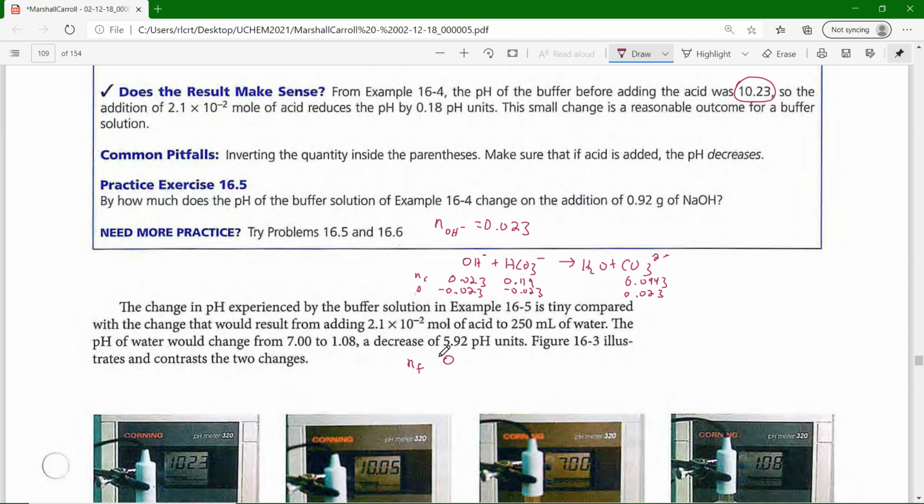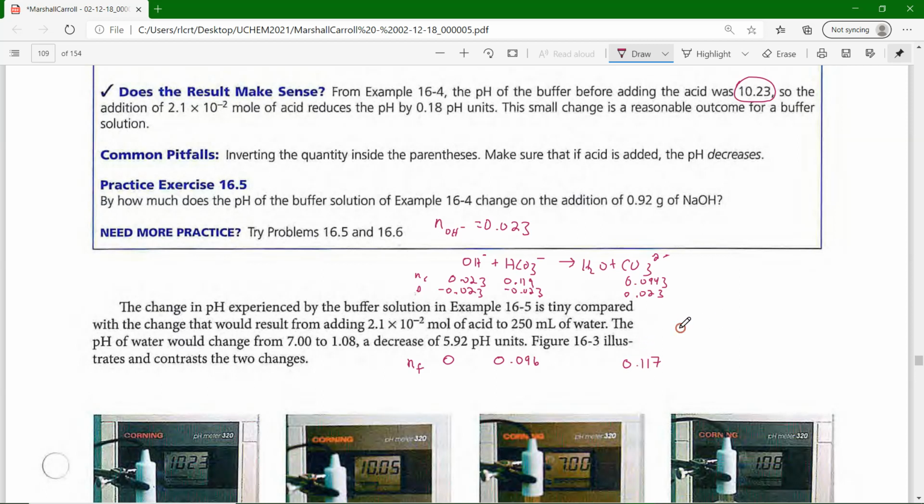And then I got 0.119 minus 0.023, which is 0.096. And then I got 0.094 plus 0.023, which is 0.117. Okay. Now I could get the concentrations here, but there's really no reason to, because it's going to be a ratio here.